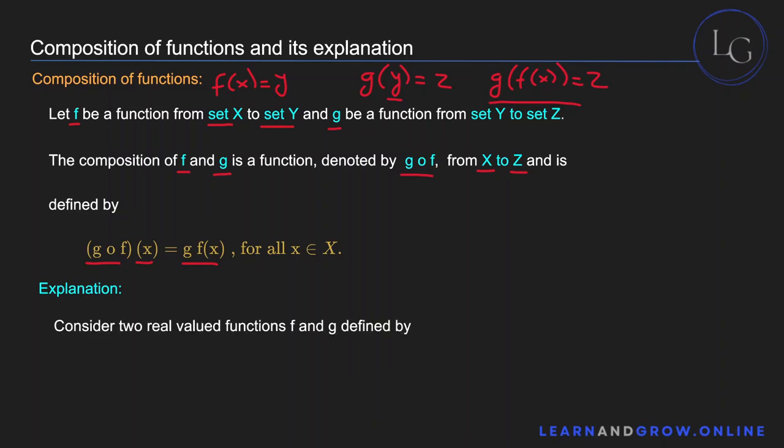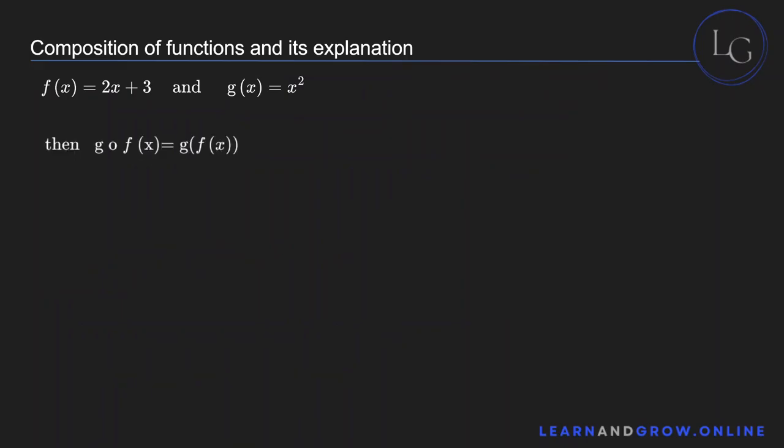So let's see the explanation. Let's consider two real valued functions f and g, right? f of x is equal to 2x plus 3. g of x is equal to x squared, right? Now that we have this, then (g of f)(x) is g of f of x, right?